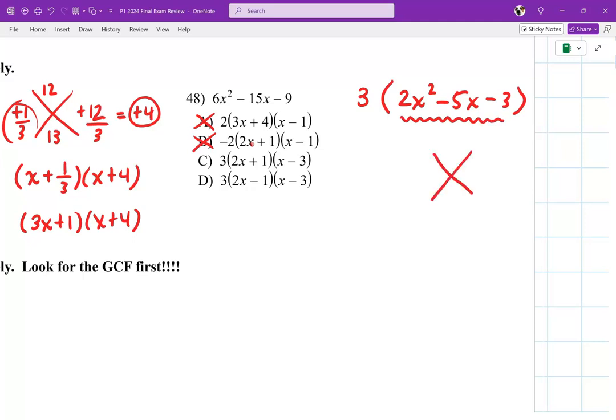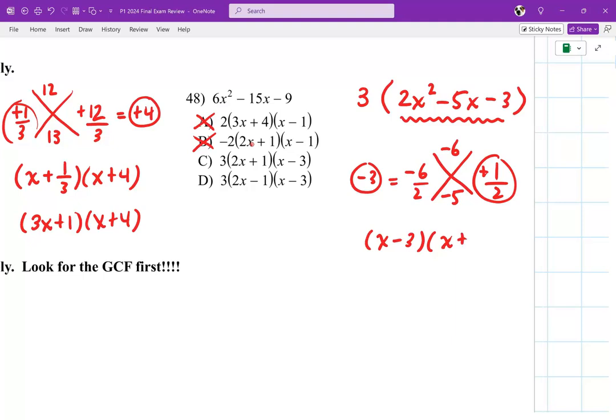So let's do that. 2 times negative 3 is negative 6, and then the negative 5 goes down here. Two numbers that multiply to negative 6 that add up to negative 5: negative 6, positive 1. I have to divide by 2, because there's a 2 in the front for A. The fraction stays, but negative 6 over 2 is just going to be a negative 3. So I get x minus 3, x plus half. So that's just x minus 3, 2x plus 1.